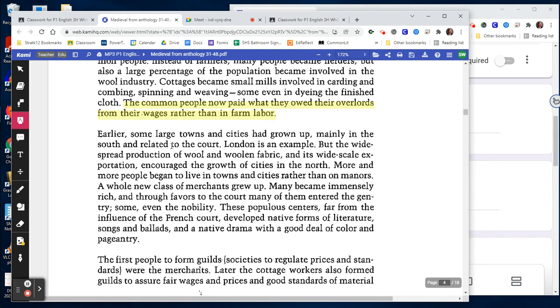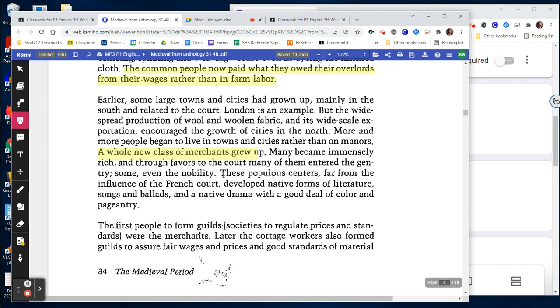Earlier, some large towns and cities had grown up mainly in the south and related to the court. London is an example, but the widespread production of wool and woolen fabrics and its wide-scale exportation encouraged the growth of cities in the north. More and more people began to live in towns and cities rather than on manors. A whole new class of merchants grew up. A whole group of people who weren't living on a lord's land, but they could still make a living.